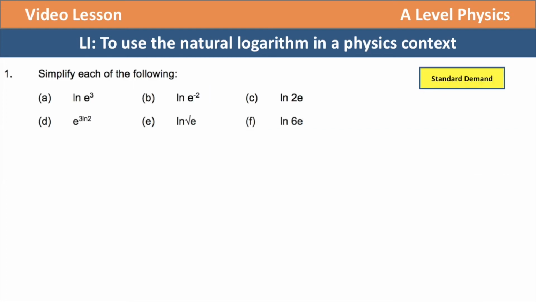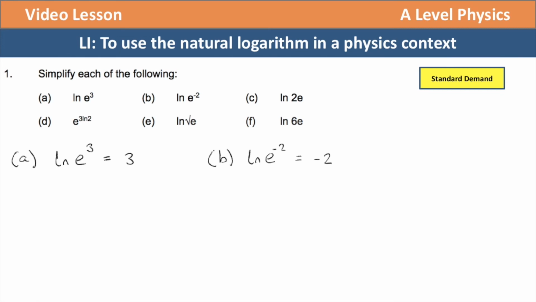So question number 1, we were asked to simplify each of the following, and the first one is ln e to the power of 3. So to solve that, we know that ln and e are inverse operations, and so they will cancel out with each other to give a final answer of 3. The next one is exactly the same principle. We have ln e to the power of minus 2. The ln and the e will cancel out with each other to give an answer of minus 2.